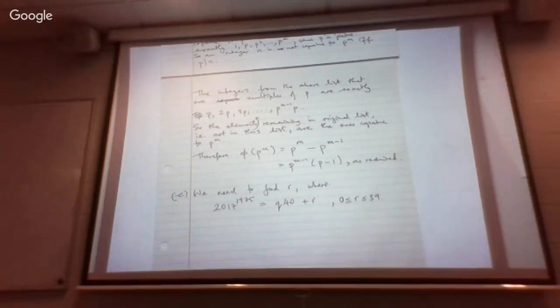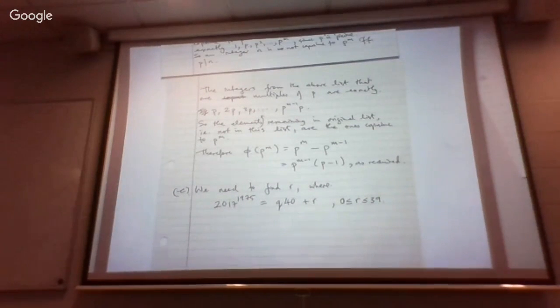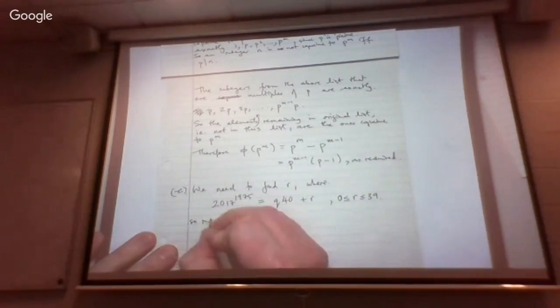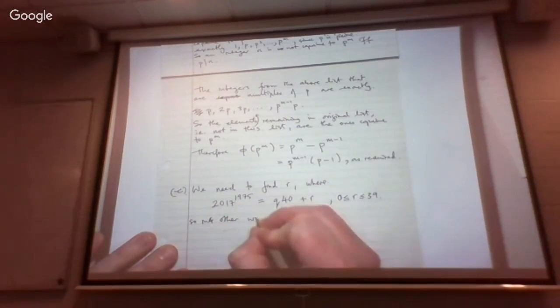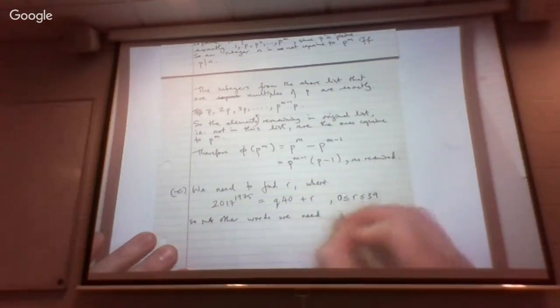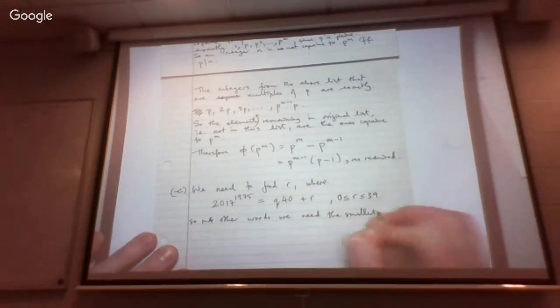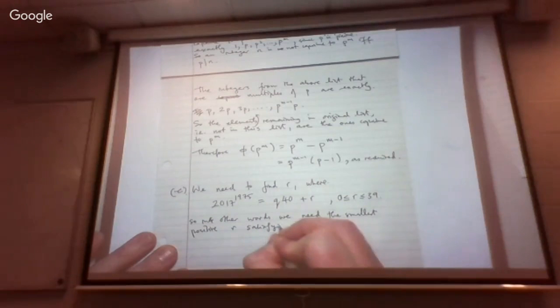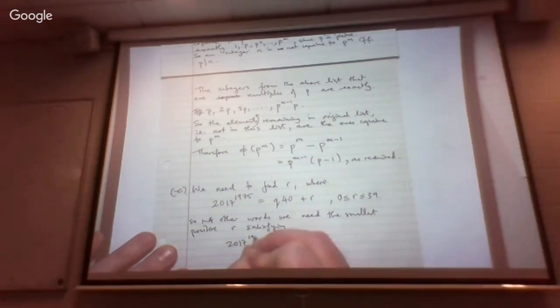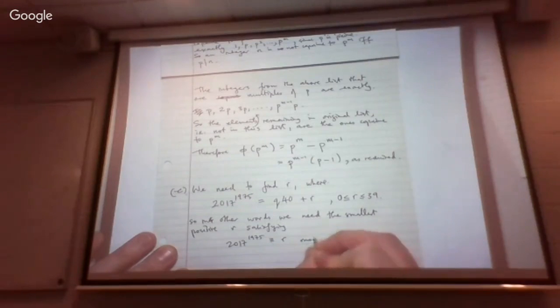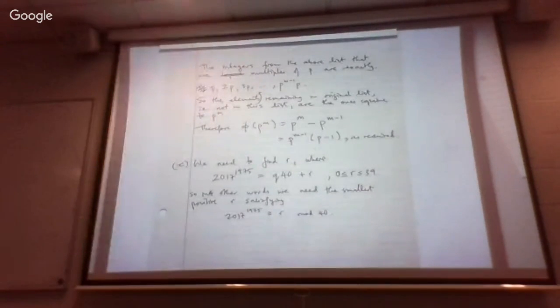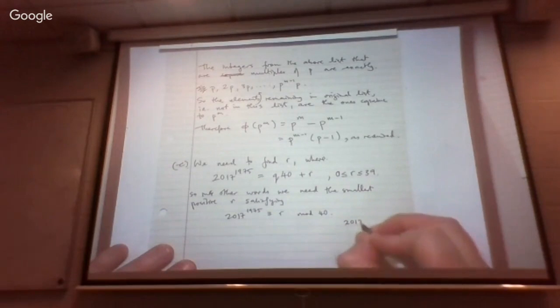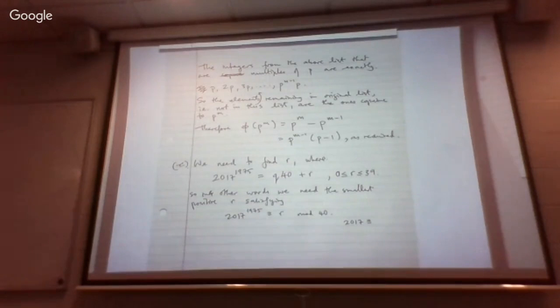1975, right here. So that's equal to Q times 40 plus R. So in other words, we need the smallest positive R satisfying 2017 to the 1975 is congruent to R modulo 40. What is 2017 congruent to modulo 40? We need to simplify the base first of all.